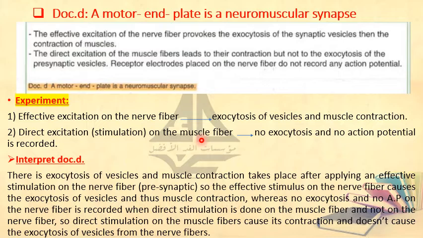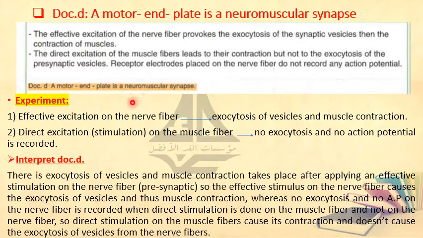The message will be directly received by the muscles, so no exocytosis will take place and no action potential will be recorded by the oscilloscope, but the muscle is going to react immediately. Okay, so here we can conclude that the neurotransmitters act at the level of synapse. What do I mean by this?